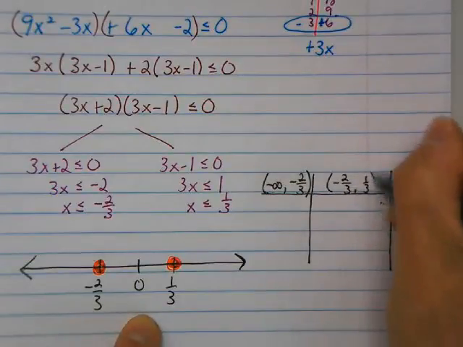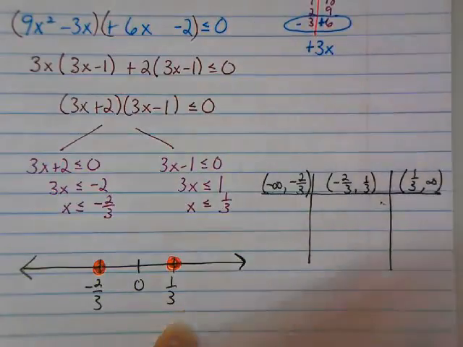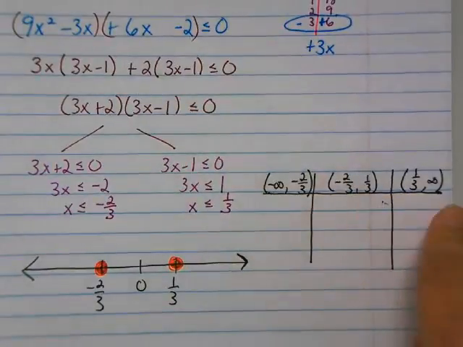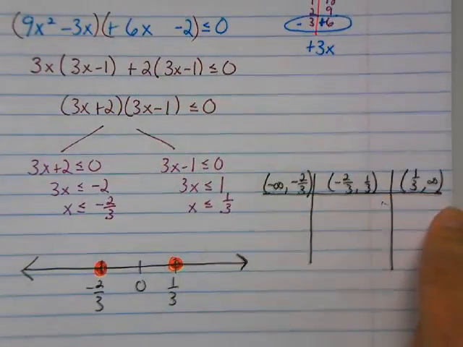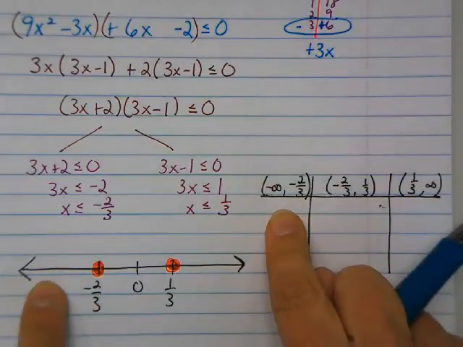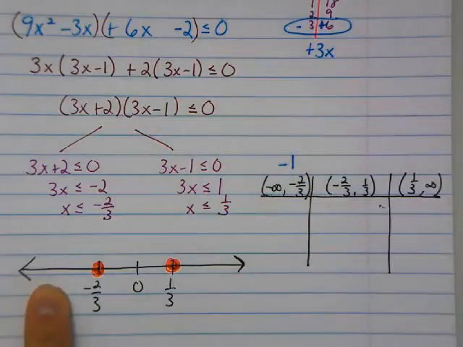Now, when you pick numbers, do you really want to pick fractions? Probably not. So, what is a number that's smaller than negative 2/3? What would be a number down here? I'm hoping you guys said negative 1. And then what would be a number in between negative 2/3 and 1/3? 0.